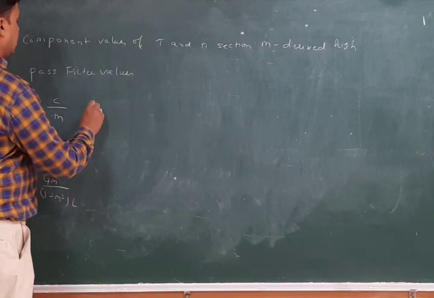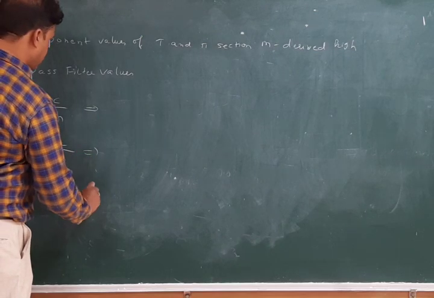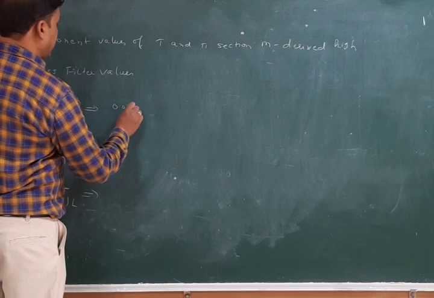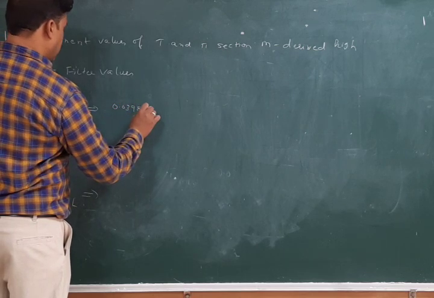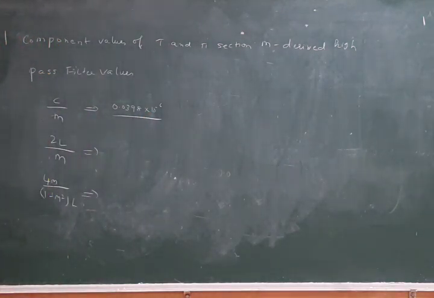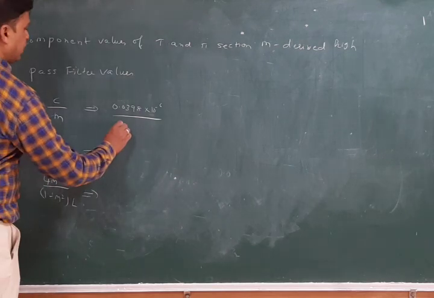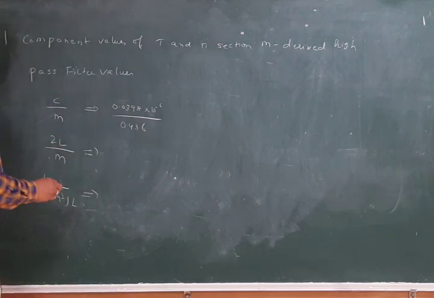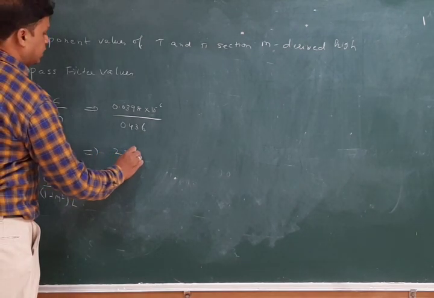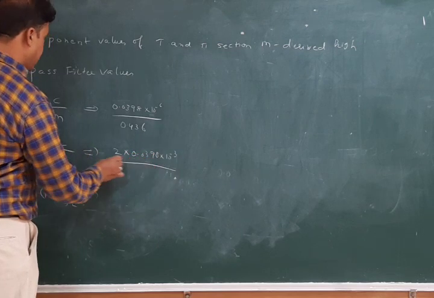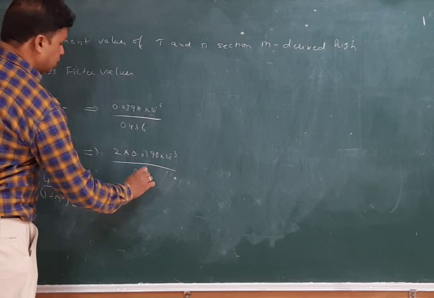So, what are the values of C by m, 2L by m, and 4m by 1 minus m square into L? We have to see them. What is the C value? 0.0398 microfarad, 10 power minus 6, divided by the m value. What is the m value? If you remember, the m derived value is 0.436. And 2L by m: what is 2 into L? L is also the same, 0.0398 millihenry, 10 power minus 3, divided by m, 0.436.